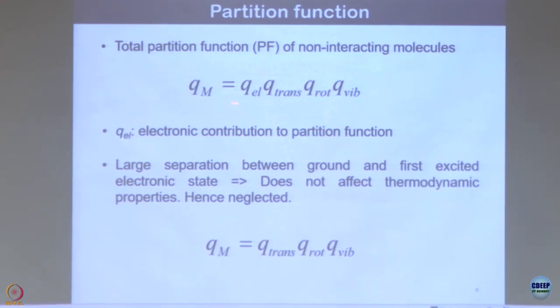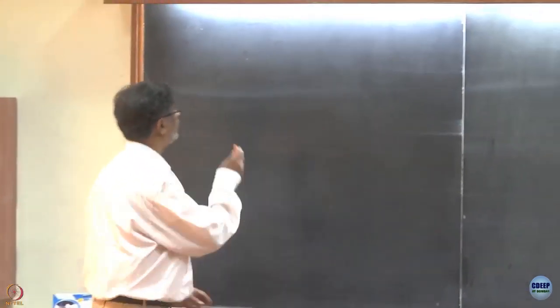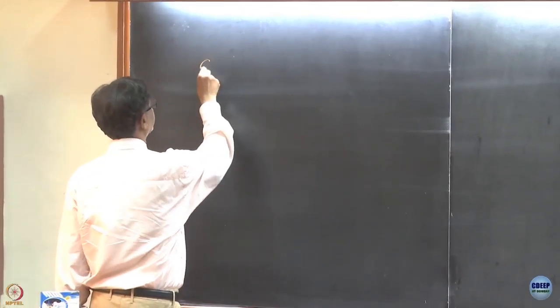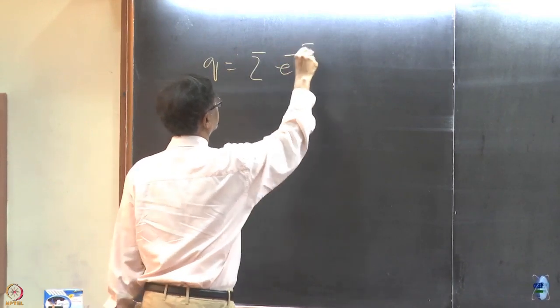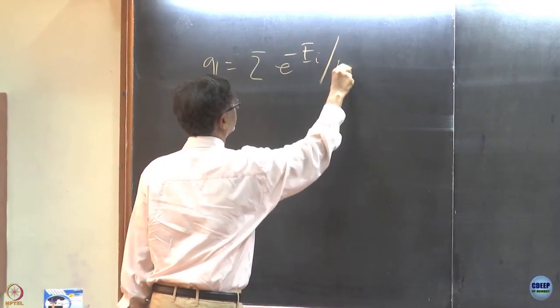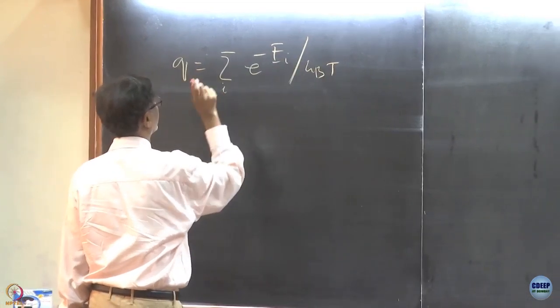Okay. Q is the sum over e to the power minus E_i by k_B T. This part I will probably remind you a few times, because we have not done it properly or in great detail. So, the partition function Q is the sum over i of e to the power minus E_i by k_B T, where k_B is the Boltzmann constant.